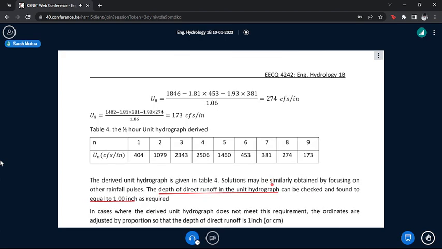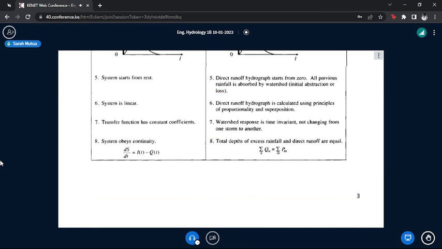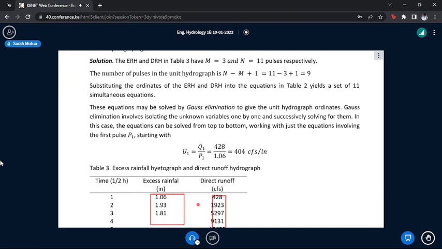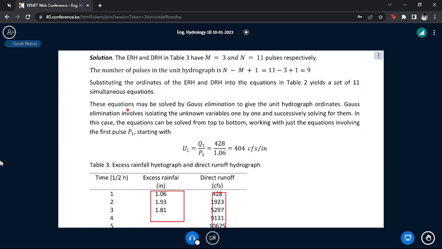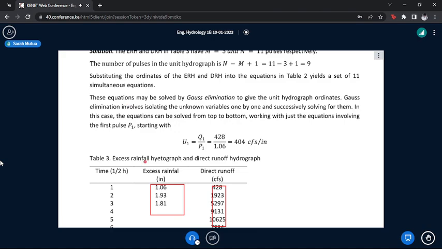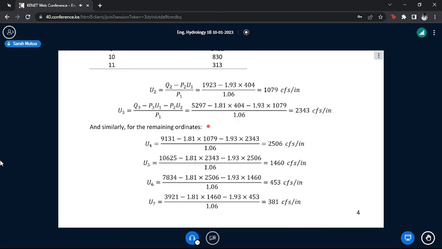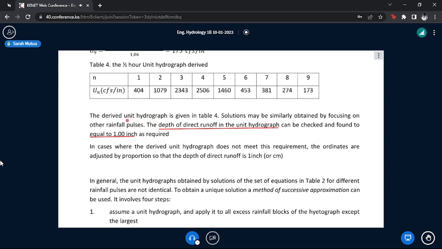And how do you determine the depth? Let me first go back and see whether that information is given. Here is our question, the excess rainfall hydrograph. How do you get the depth when you have the area and the discharge? I'm seeing there's something I did not give here. Normally you can check whether the depth is 1 unit. And how do you do that?